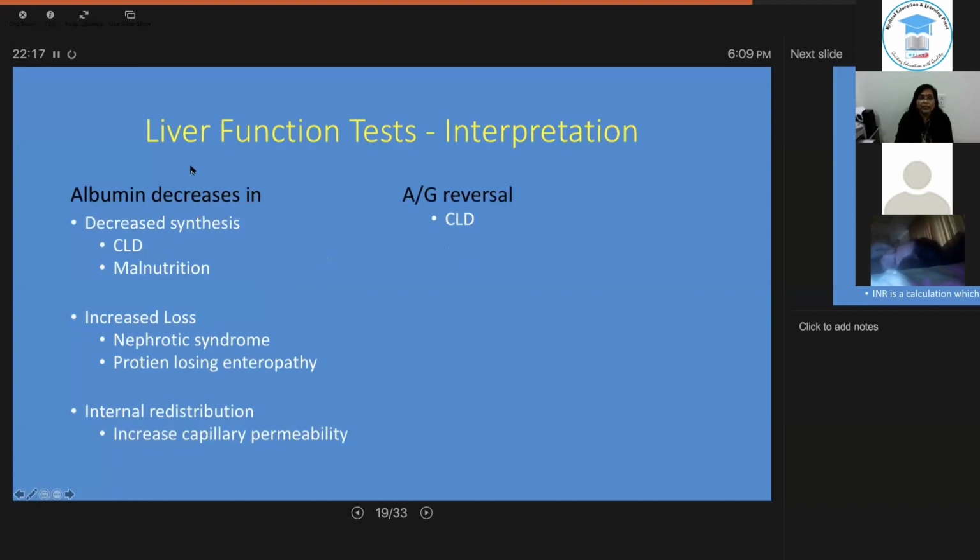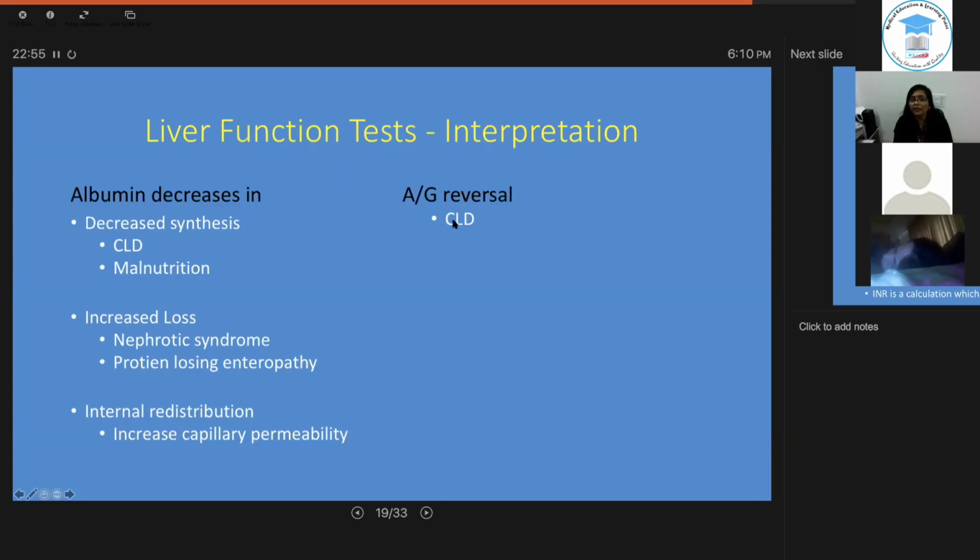Albumin is decreased in conditions where either we have decreased synthesis, like in chronic liver disease or malnutrition, or where we have increased loss. The loss can be from the kidney in the form of nephrotic syndrome, or the patient may have protein losing enteropathy. So this can cause increased loss of albumin. Thirdly, sometimes patients have internal redistribution, like in DIC. The capillary permeability is changed, so internal redistribution of albumin causes low serum albumin. This should be kept in mind.